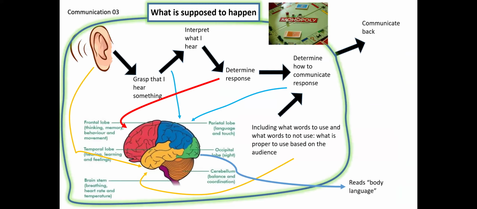We are not developmentally delayed. We are developmentally different. We're putting it together differently than our counterparts. Social impact and communication. One of the things that we have to deal with in communication is how the ear, when it gets a piece of information, passes that information from grasping it to interpreting it to determine a response, how to communicate it, and what words to use. And all the while it's reading body language. So it's using all these elements of the brain to communicate back a response.